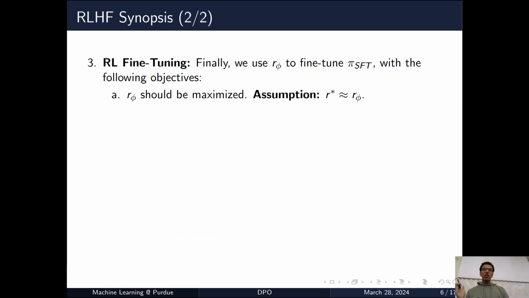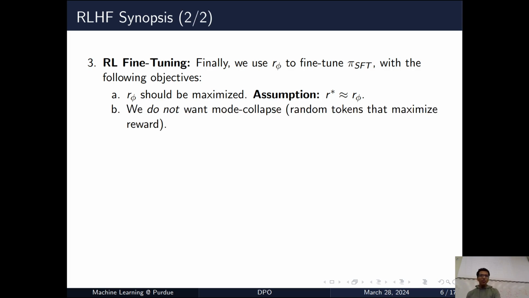Finally, we have the fine-tuning procedure, right? So we have this reward model that we have trained using supervised learning. And now we want to maximize our reward by using the language model. Our assumption here is that this parameterized representation of reward that we have created is equivalent to our optimal reward policy, because we are going to try to run inference on samples that we have not seen before, and our assumption is that it works basically. Importantly, we don't want mode collapse, which is basically random tokens that maximize reward. It's basically a form of hacking for the model, right?